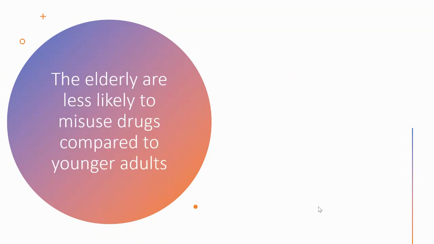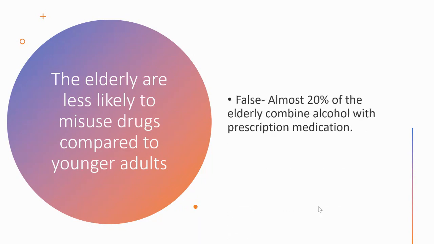The elderly are less likely to misuse drugs compared to younger adults. True or false? It is false. Almost 20% of the elderly combine alcohol with prescription medicine.